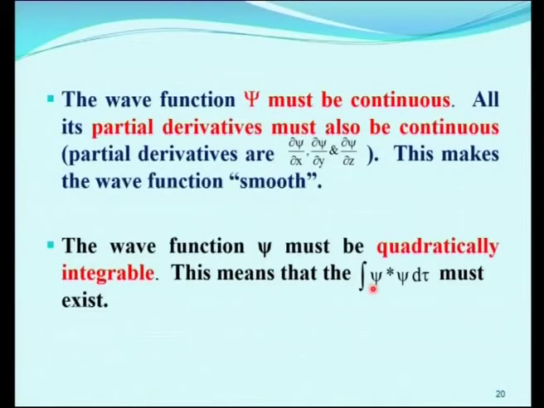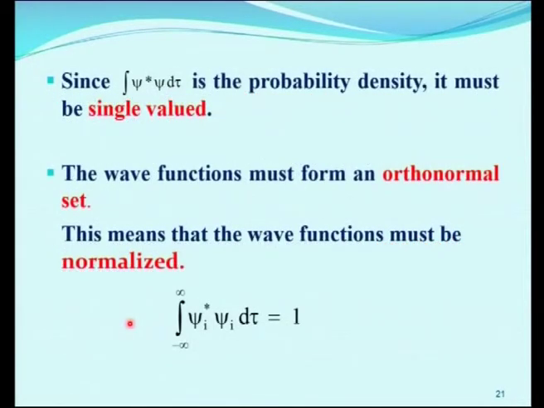The wave function ψ must be square integrable. This means that the integral of ψ*ψ dτ must exist. Since this integral of ψ*ψ dτ is the probability, it must be single valued and finite. The wave functions must form an orthonormal set. Orthonormal means that they should be orthogonalized as well as normalized, that we will see here.